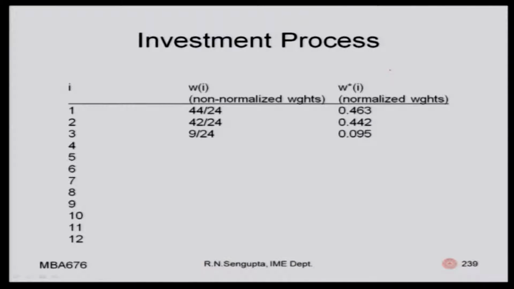So, that means you will invest 46% in the first, 44% in the second and about 9% in the third, and the rest would not be included because their excess return divided by sigma is negative with respect to the C star value which you found out, and obviously short selling is not there.